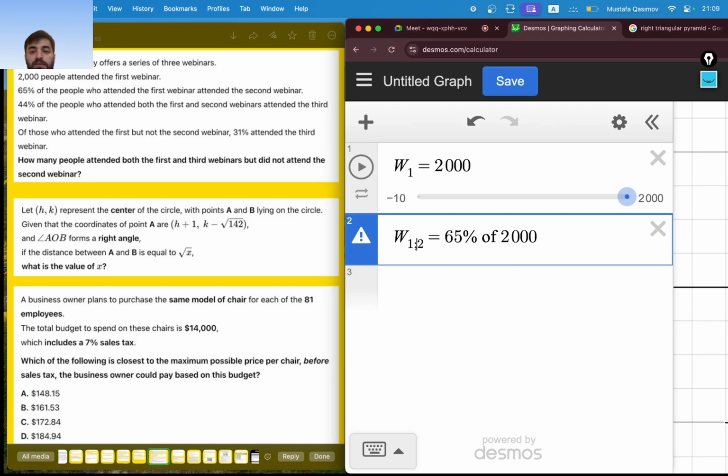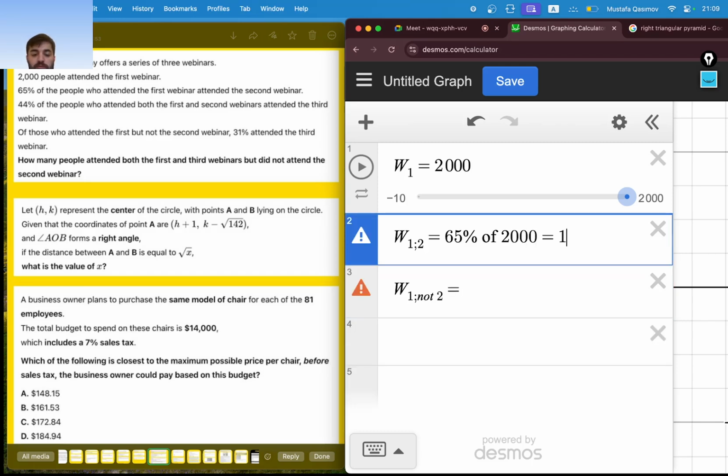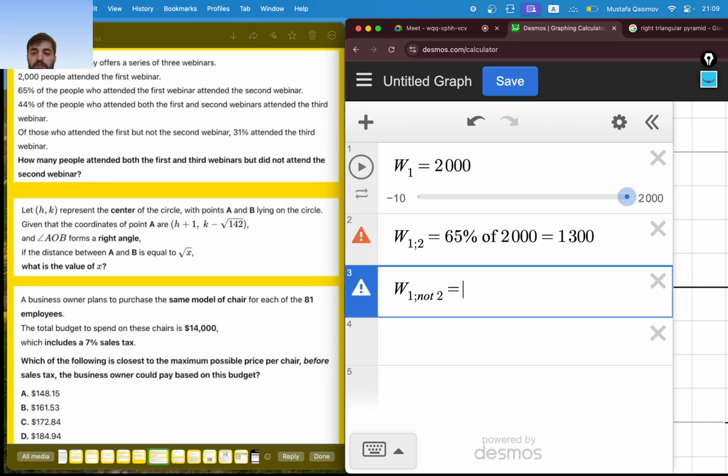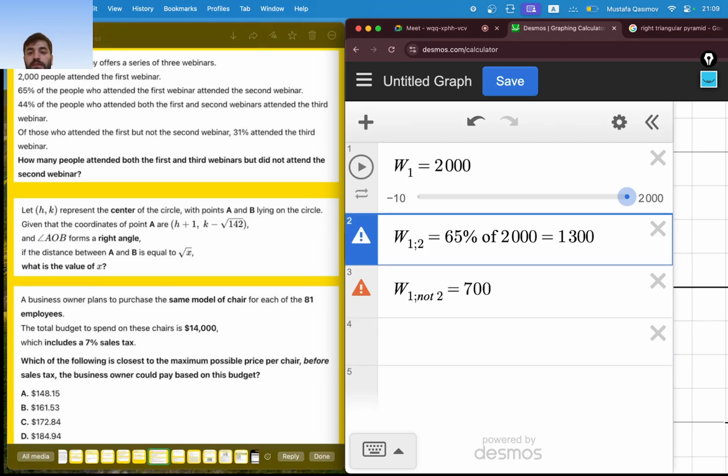Then it says that the remaining ones will not attend the third webinar. So let's write it like this. Then it is equal to 1,300, it is equal to 700. After that it says 31% who attend that. Okay, 44% who attend that, both of them will attend the third one.